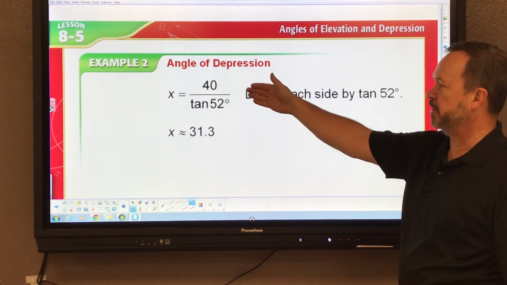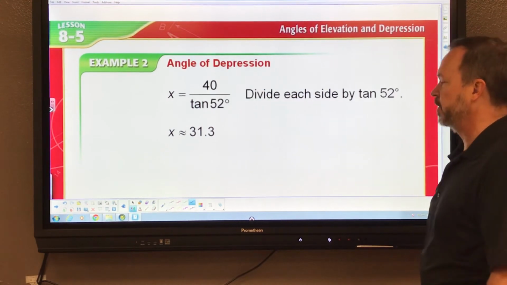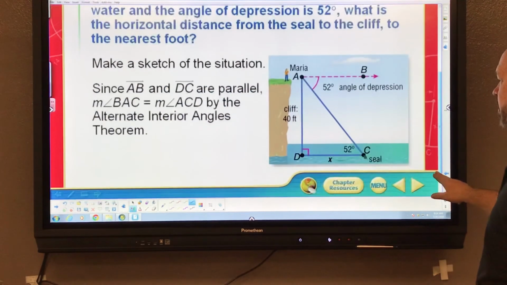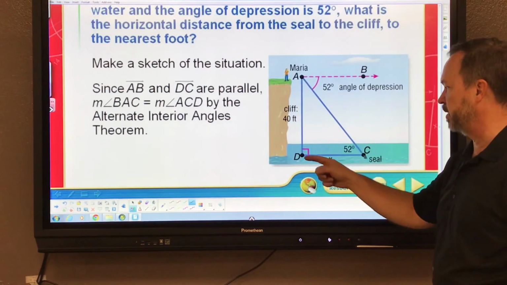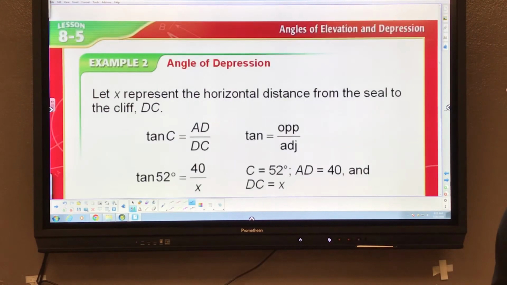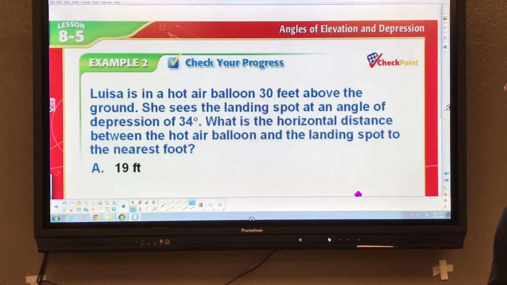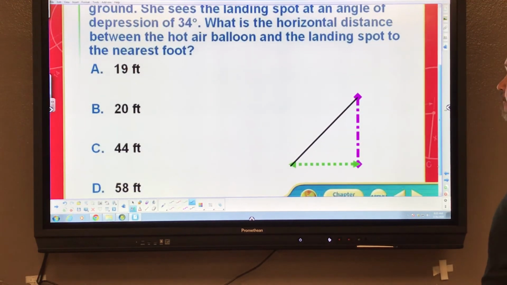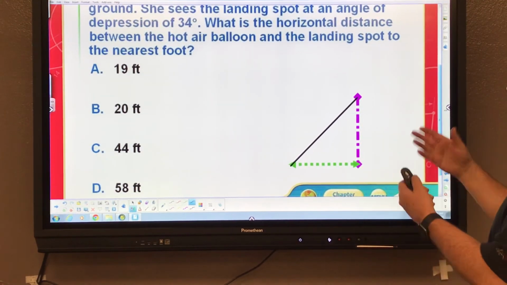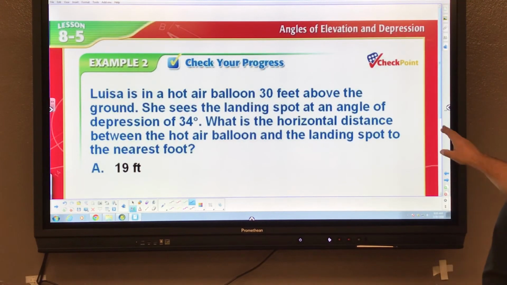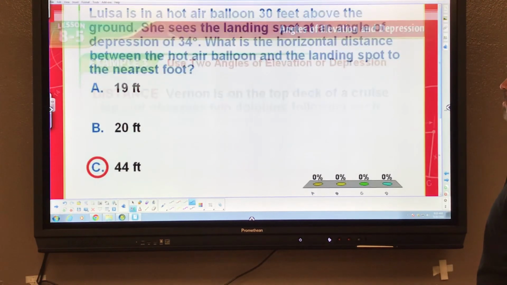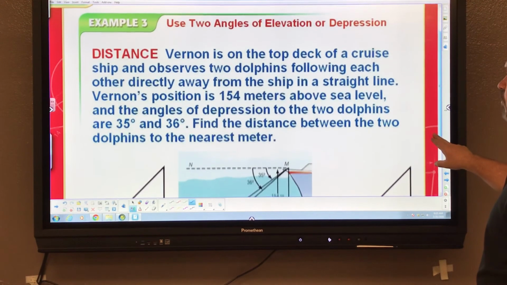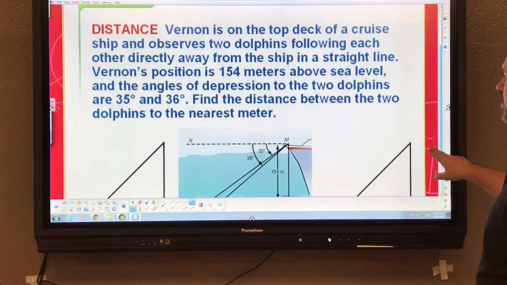If we'd put it in the calculator in degree mode, we would have found 31.3. Remember, what we're asking ourselves is how far is it from the seal to the cliff, the horizontal distance. So it was 31.3 feet. So we're going to do that one, right? And I did it. So we could do more of these. They're all going to work similar, except for those few nuances that we can talk about. I just wanted to mention this one problem before we conclude this lesson.